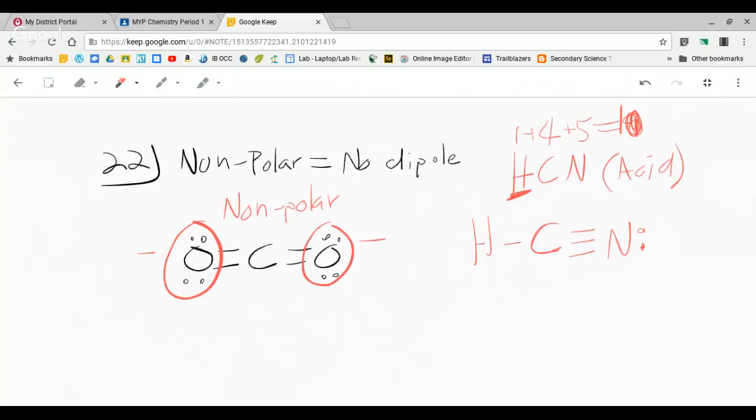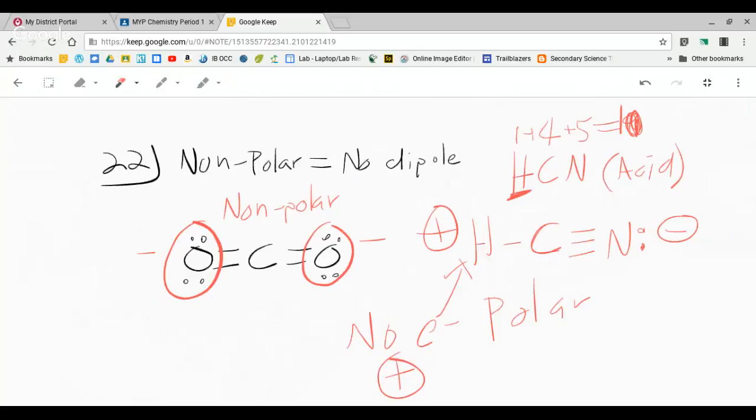The reason why this molecule is polar is because this end is negative and this end is positive. You can see that there are no electrons here. No electrons means it is positive, whereas this end has electrons, so it's negative. So this whole molecule has a dipole. And what you could do is draw an arrow, wrong way. You could draw an arrow right here, like that, showing that it has a dipole.